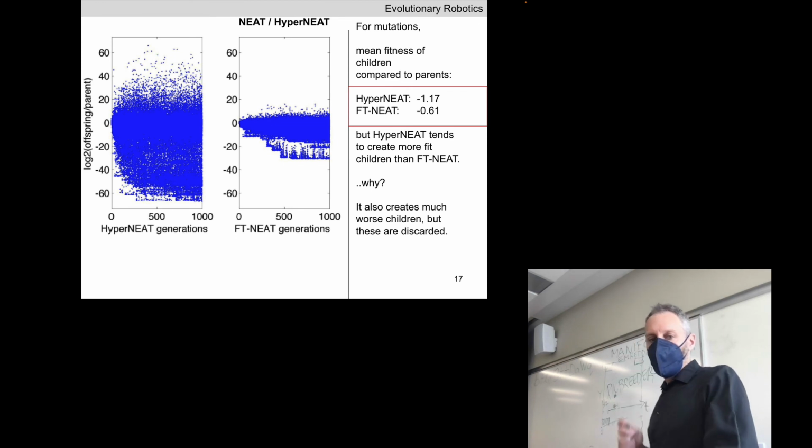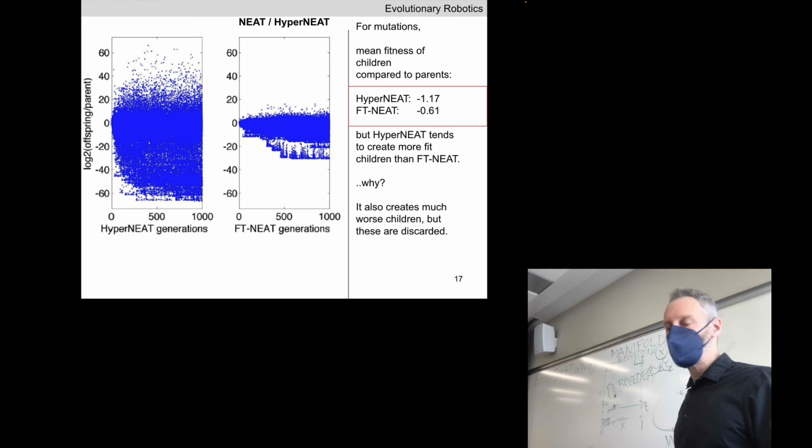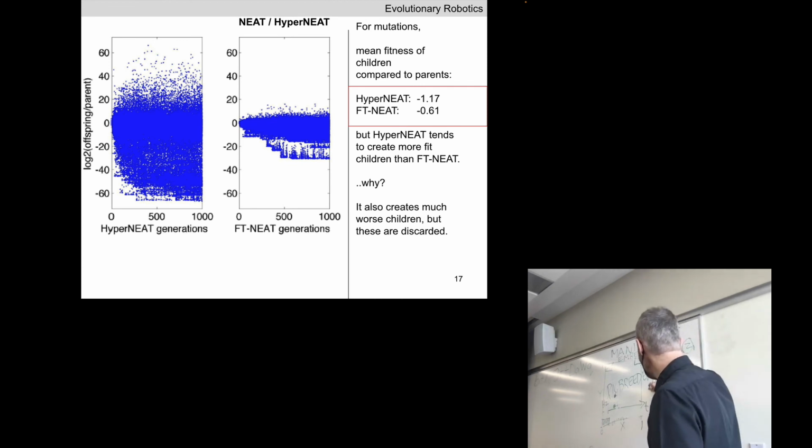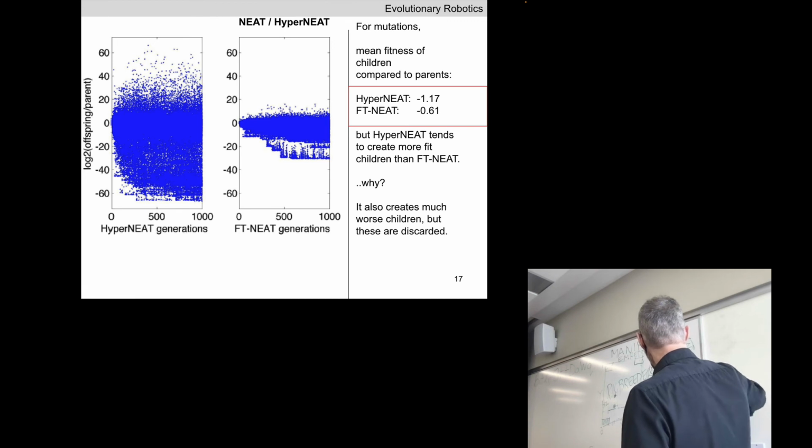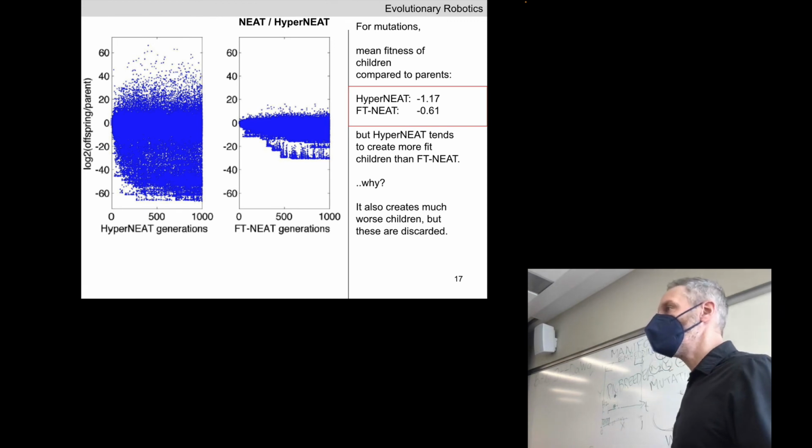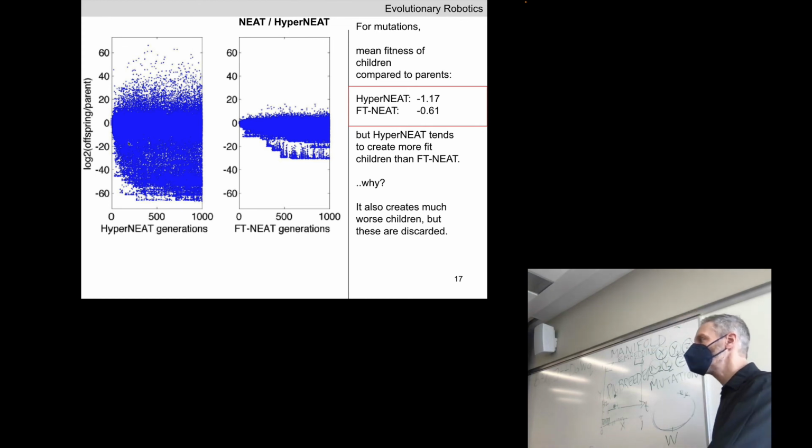Okay. We're going to now analyze a little bit more about why HyperNEAT is useful here. This is a plot we haven't seen before. This is a mutation plot. It's showing you for every mutation that occurred in these evolving populations, what was the result of that mutation?